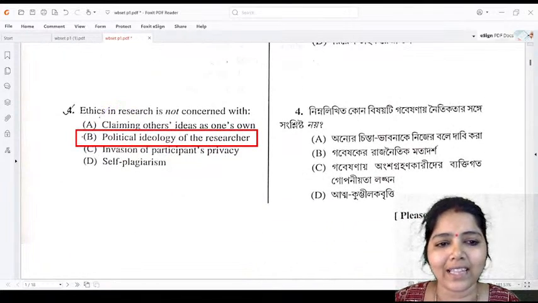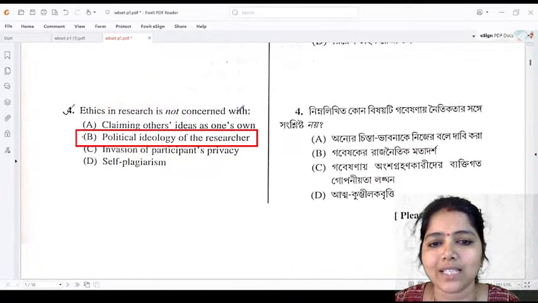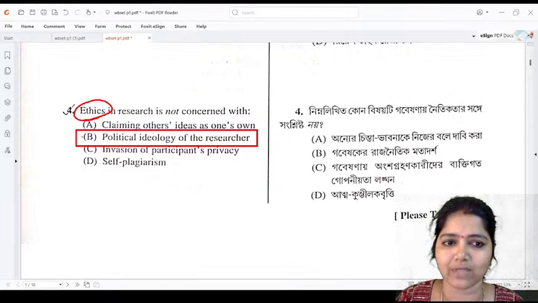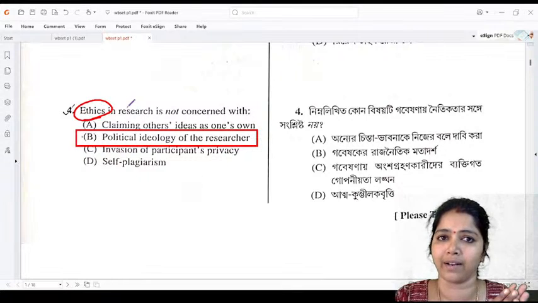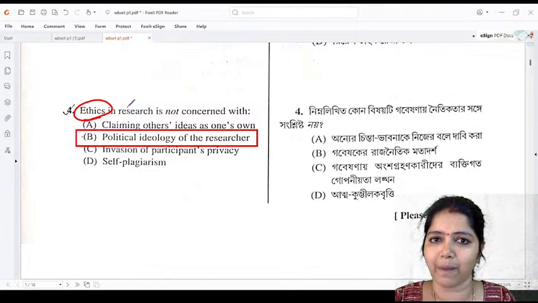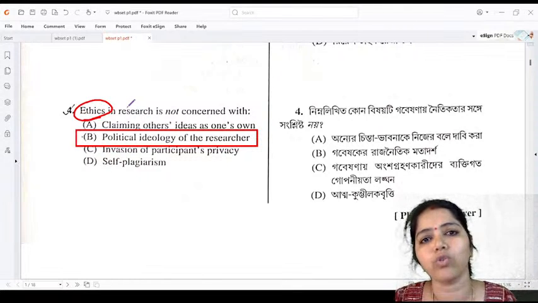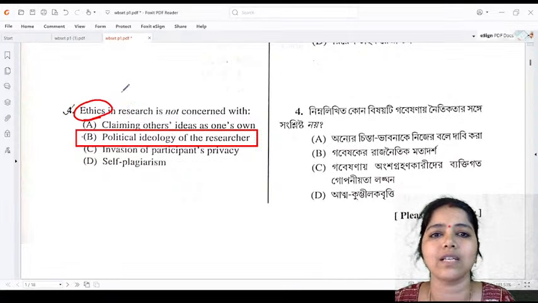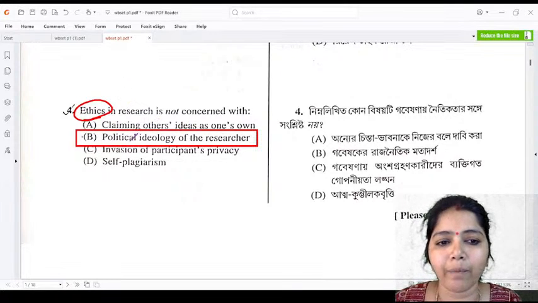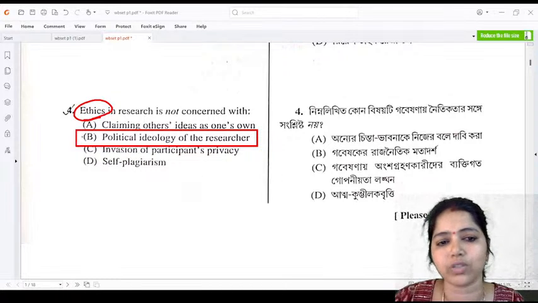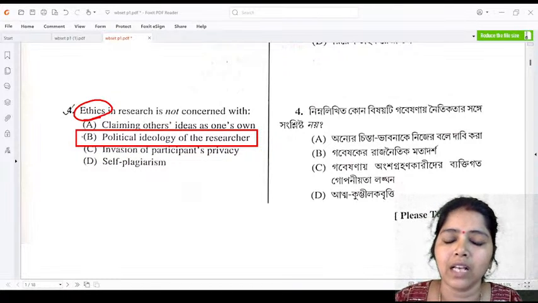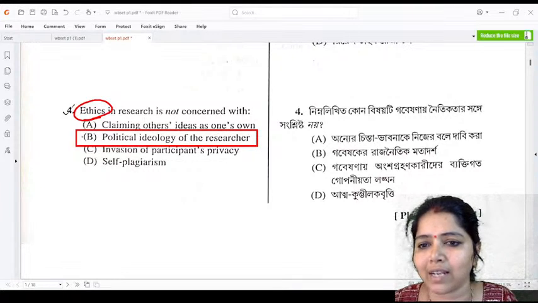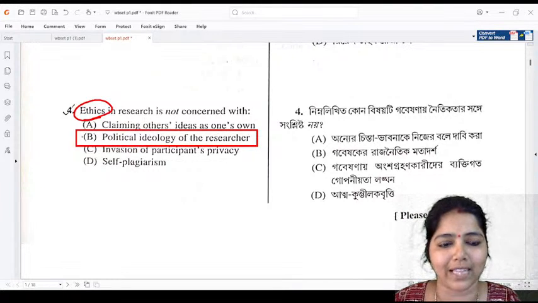Next, ethics in research is not concerned with which of these? What do you mean by research ethics? We should not copy others. We should be concerned towards our participants. We should not do plagiarism. All these things are concerned with research ethics. Here, the political ideology of the researcher does not come under research ethics.